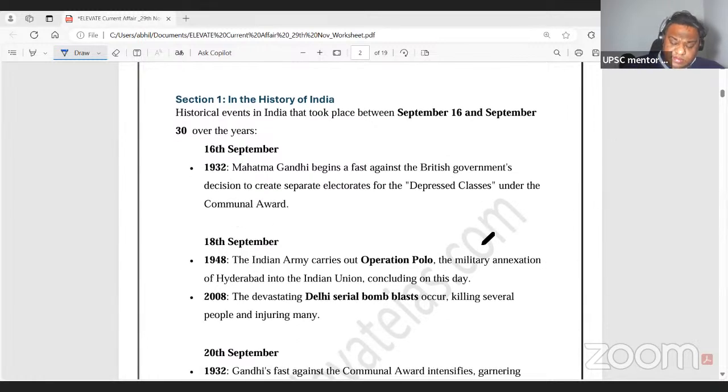Now, historically in India, you know that India got independence on the 15th of August.